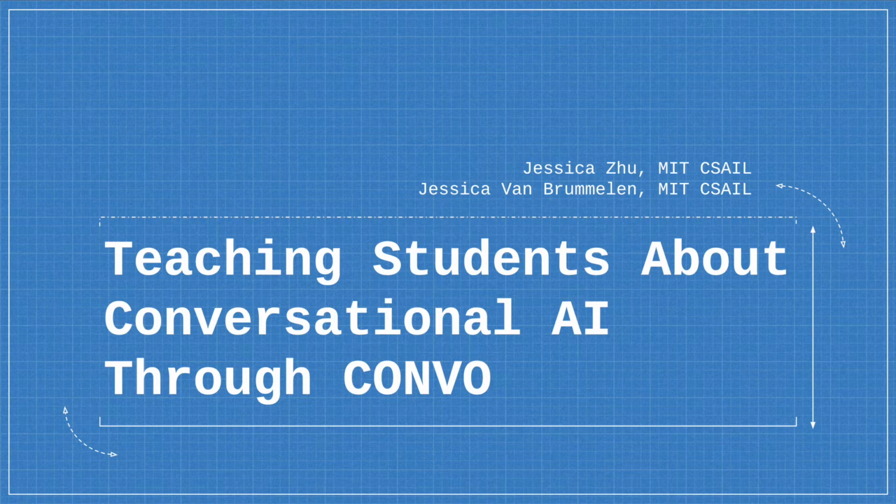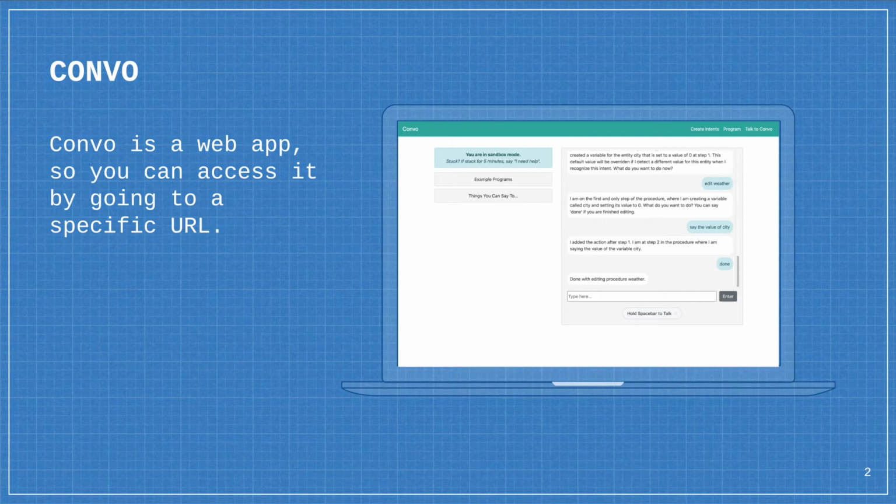In this paper, Jessica and I teach students about conversational AI through CONVO, a conversational AI agent. We improved upon an existing system named CONVO. The previous iteration of the system was a conversational programming agent that aimed to lower the barrier to entry for students to learn how to program. We wanted to expand upon CONVO and allow students to create their own conversational AI agents through either talk or text. To do this, we had to complete 3 main tasks.